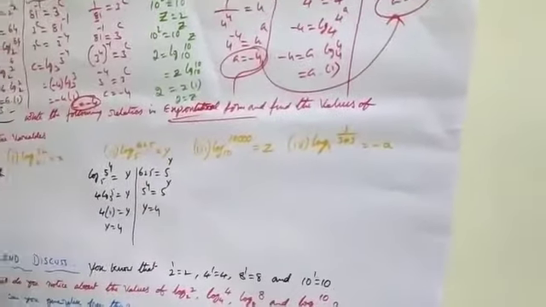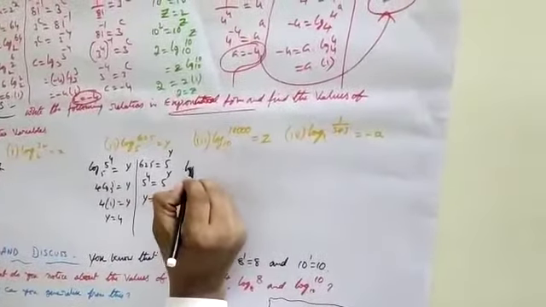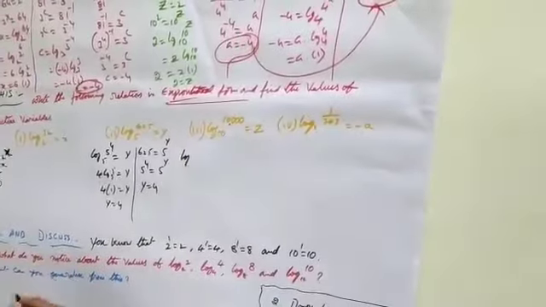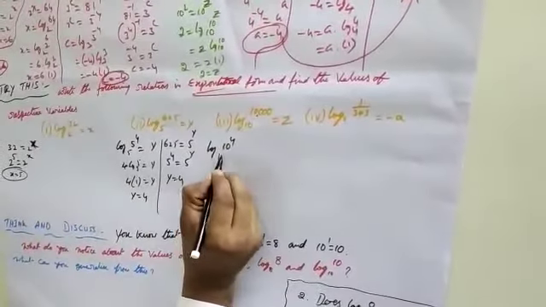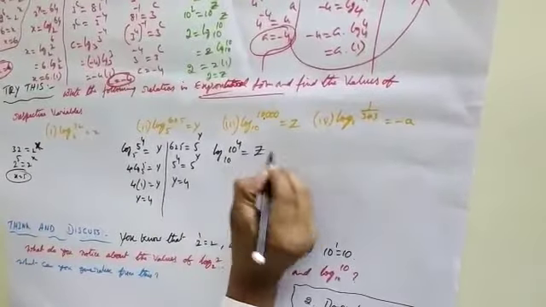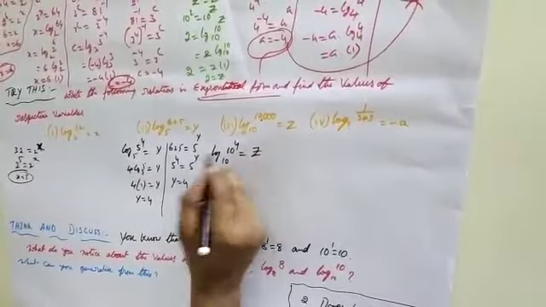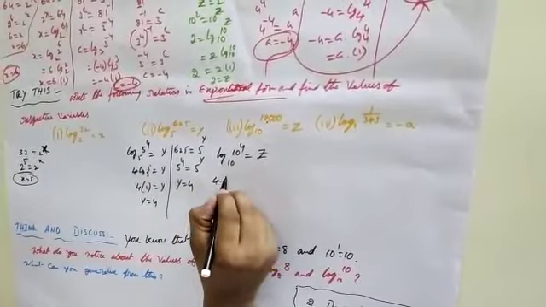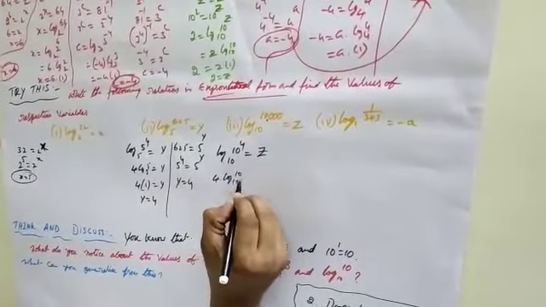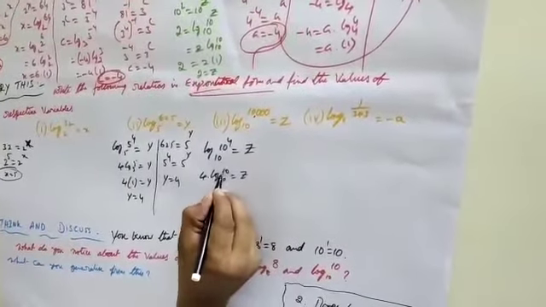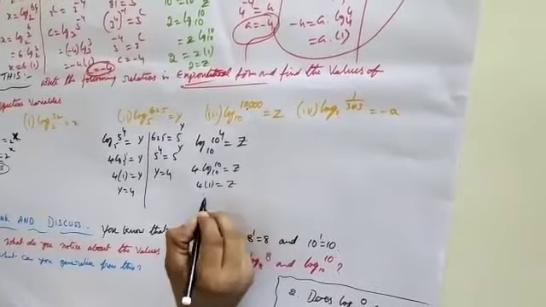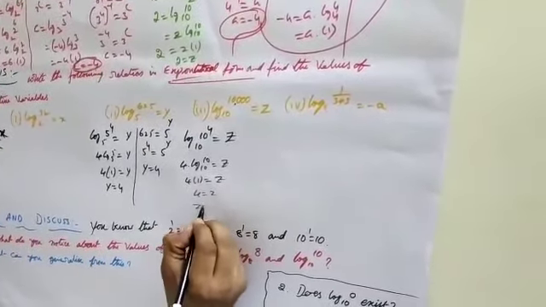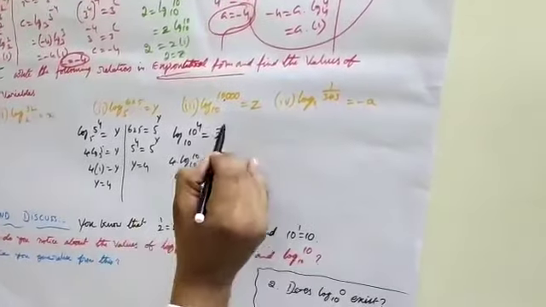Go to this. See, what is log 10,000? What is the meaning of 10,000? 10 power, how many zeros? 4, so 10 power 4, base 10, that is equal to z. Therefore, the 4 is transferred to before log: 4 into log 10 base 10 is equal to z. Log 10 base 10 is equal to 1. Therefore, 4 into 1 is equal to z. Z is equal to 4.